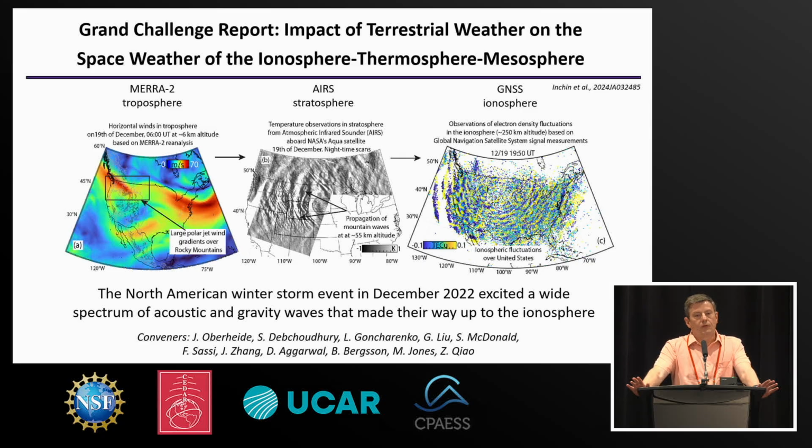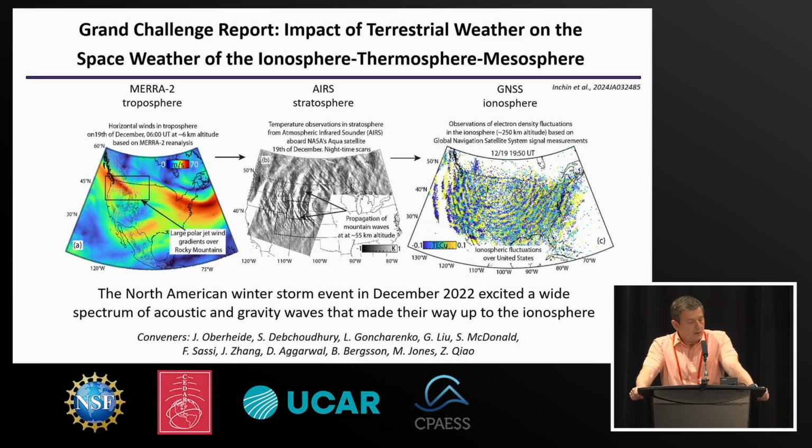You basically look at maps of North America, the continental United States. That's a winter storm event in December 2022. The winter storm was called Elliott. I'm from the beautiful state of South Carolina, and I can tell you it was really cold there. It was basically a continent-wide winter storm.